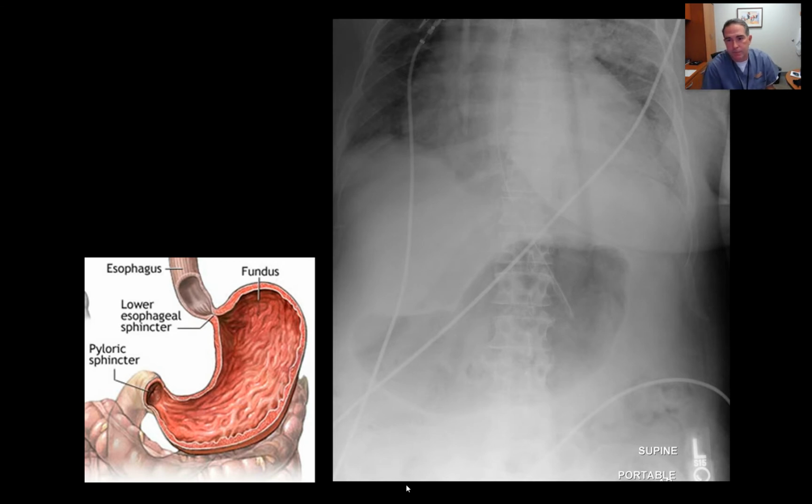So a nasogastric decompression tube has a thin blue line down it. You see it in person, it has a little side hole about 10 centimeters back. You want to make sure that that side hole is below the GE junction, because otherwise you can have gastric secretions come up through that side hole and put the patient at risk for aspiration.